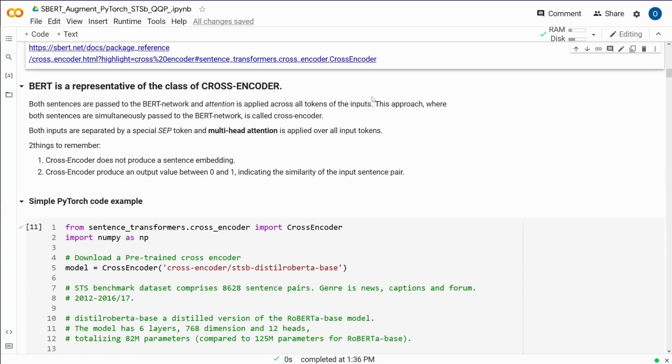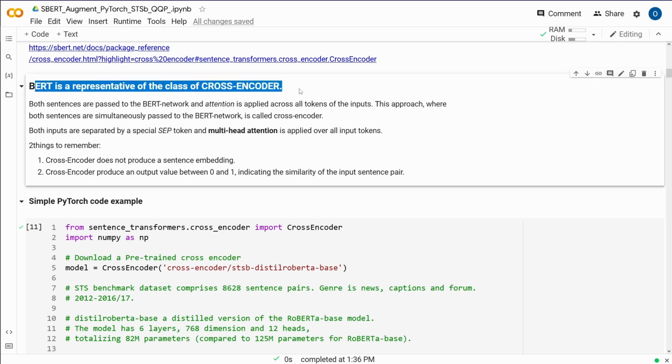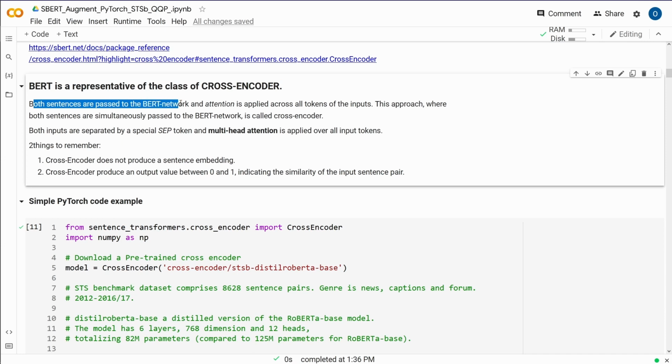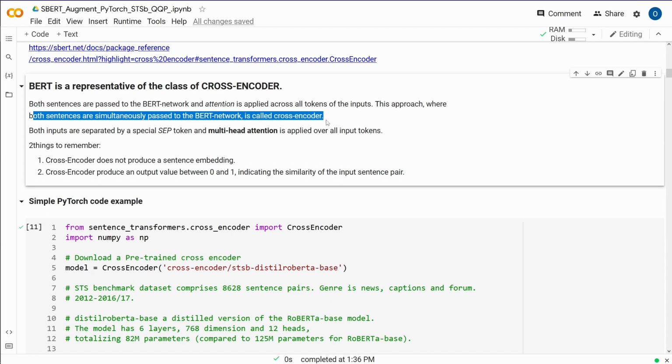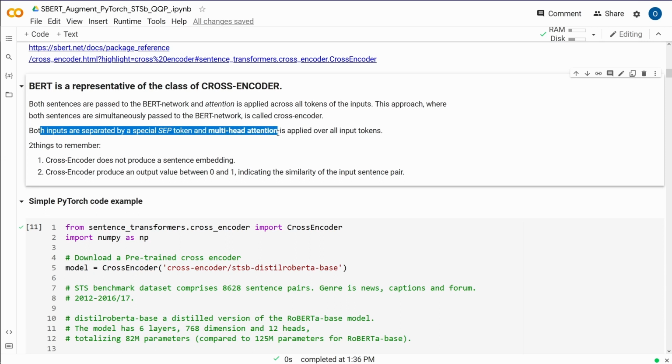So cross-encoders, what are they? BERT is a representative of this class of cross-encoders. Of course, we are running SBERT here, so BERT is of course a cross-encoder. Both sentences are passed to the BERT network, and attention is applied across all tokens of the input. At this time, both sentences are simultaneously passed to BERT, and this is why it's called a cross-encoder. Both inputs are separated by a specific separation token, and multi-head attention is applied over all input tokens, whatever your specific token is.